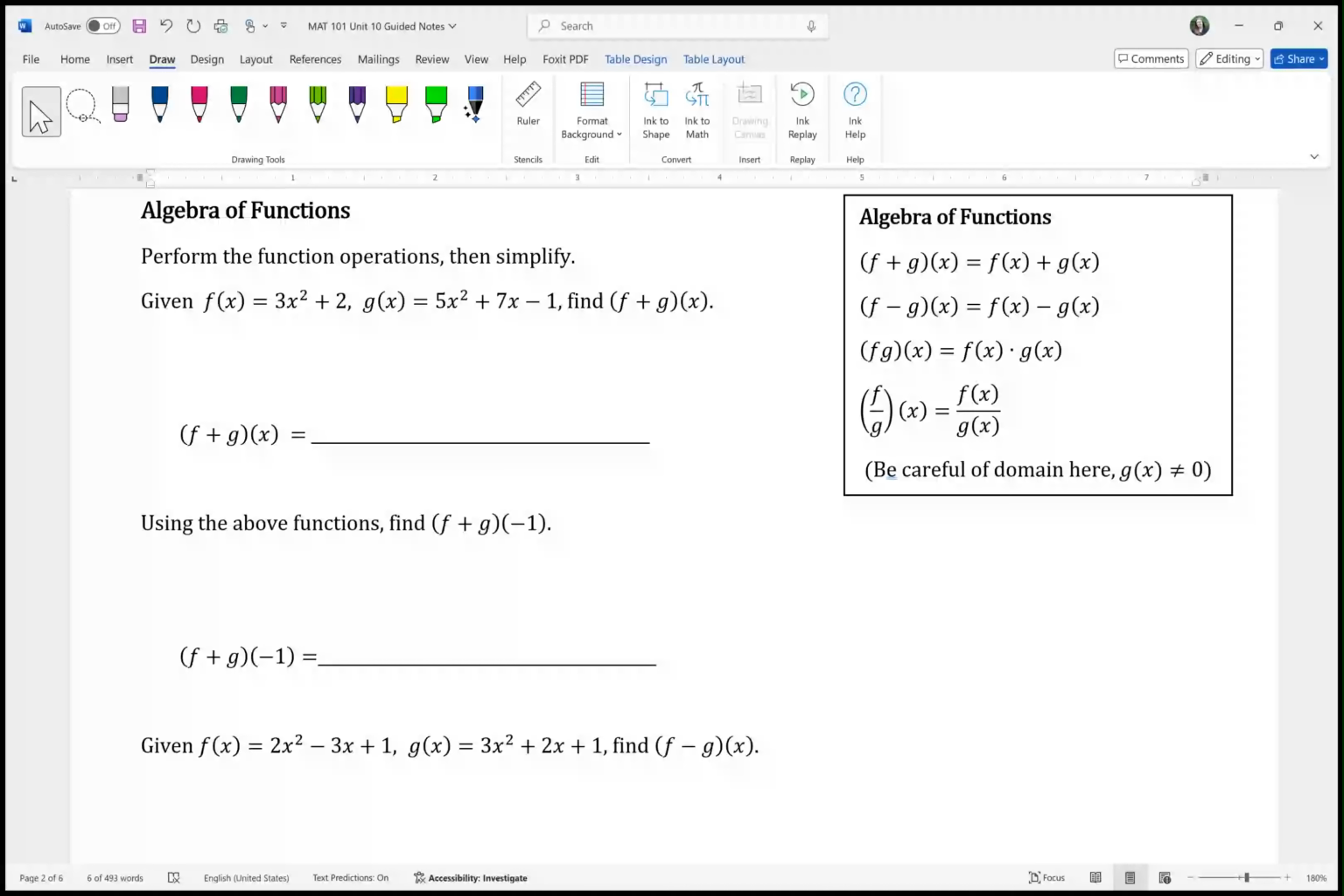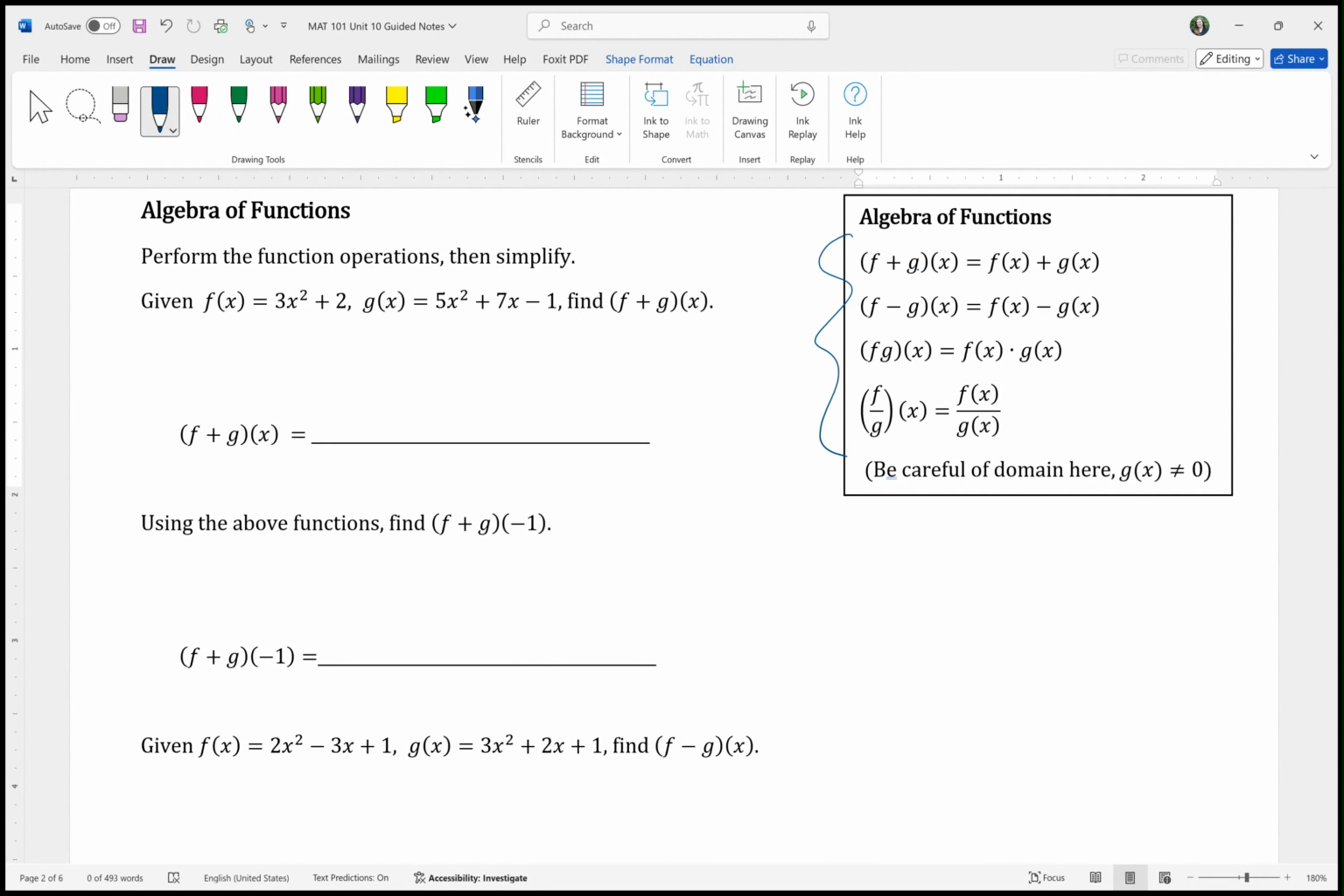Okay, let's look at algebra of functions. We are very quickly going to go through this. This gives you two functions and tells you to do certain operations on those functions. Operations means like add, subtract, multiply, and divide. And so you have a little bit of kind of a key here to show you how to separate this out.